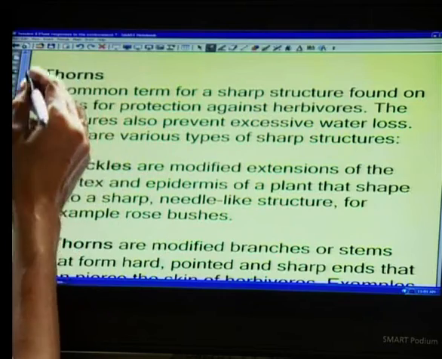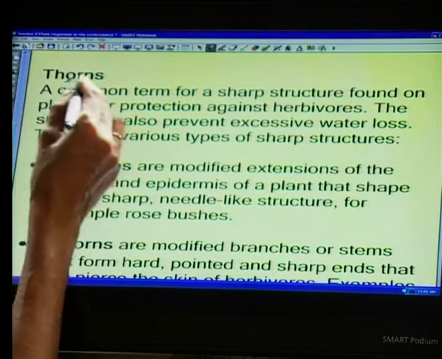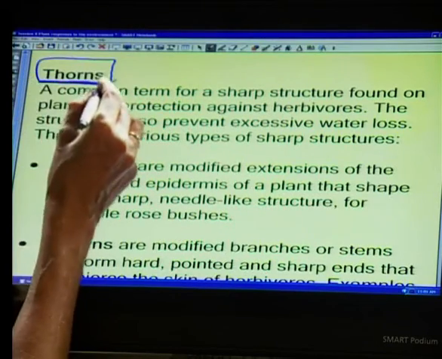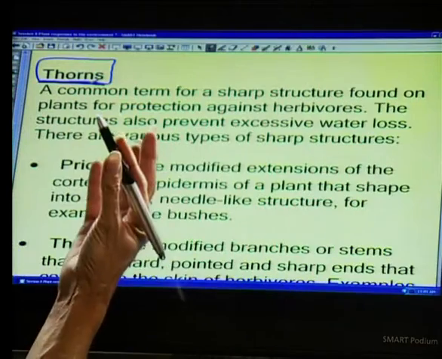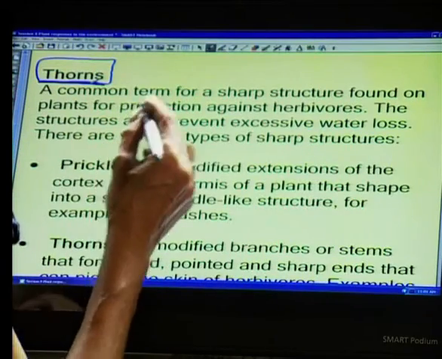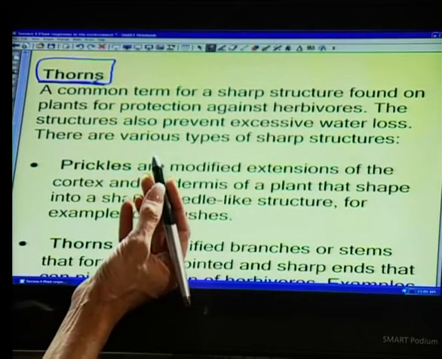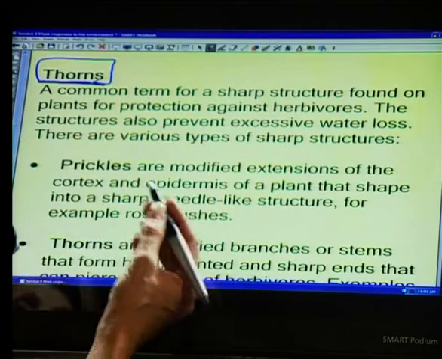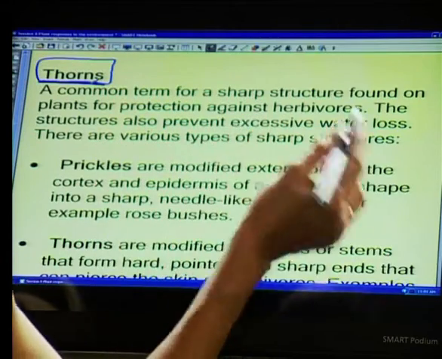Right, now, part of the defense mechanisms as well are thorns. Thorns is a sort of an overall umbrella name, and it's a common term used for any sharp thing that sticks out of a plant, okay? And it's there to protect the plants. So the structure also prevents excessive water loss, because instead of having this big, beautiful leaf, you've got this thick, prickly thing, thorn, that sticks out. So not only is it a defense mechanism, but it's also a way of preventing excess water loss.